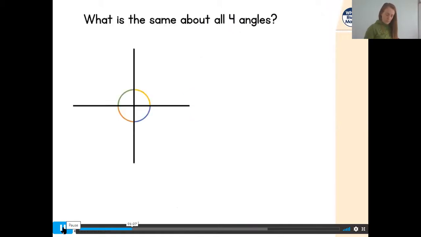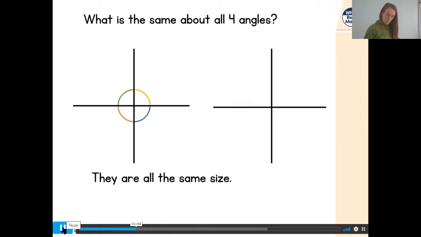Here we've got that same drawing and those 4 angles and a question. What is the same about all of the 4 angles? They're all the same size, aren't they? And you can see that all 4 of them together make a full turn. Let's watch this on the diagram on the right.